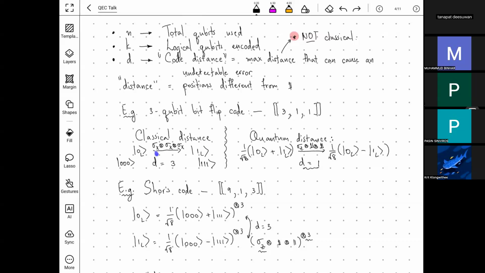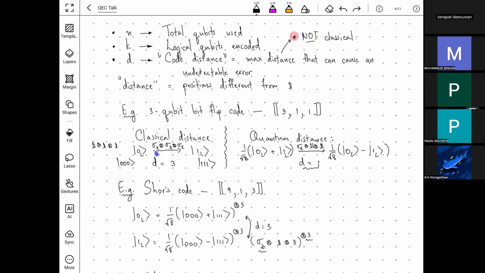The distance is 3, because, as I said earlier, the distance is the number of positions that are different from the identity. When you write an identity operator, you write it as 1 tensor 1 tensor 1, and you just count up how many positions are different from 1. In this one, it's 3 sigma x right here. So that's 3, and that's the classical distance.